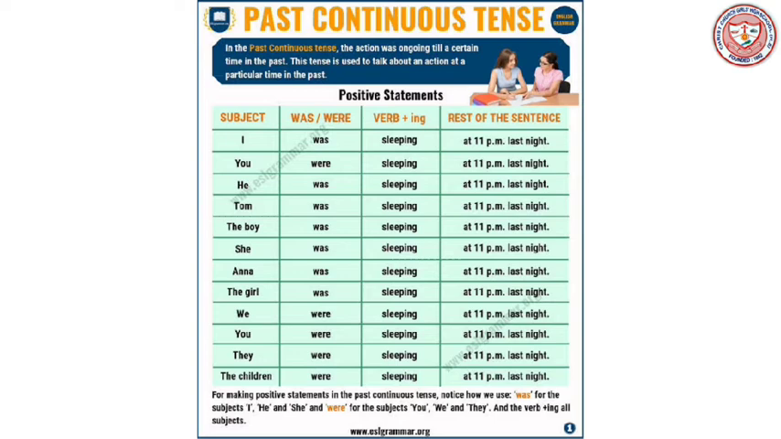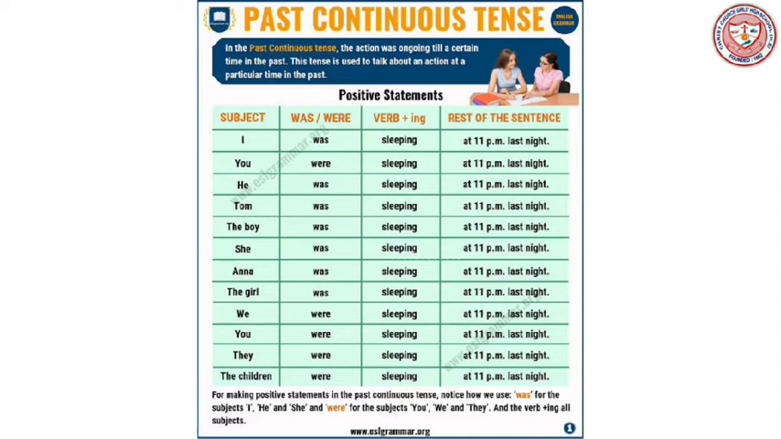I was sleeping at 11 p.m. last night. You were sleeping at 11 p.m. last night. He was sleeping at 11 p.m. last night. Tom was sleeping at 11 p.m. last night. The boy was sleeping at 11 p.m. last night. She was sleeping at 11 p.m. last night.